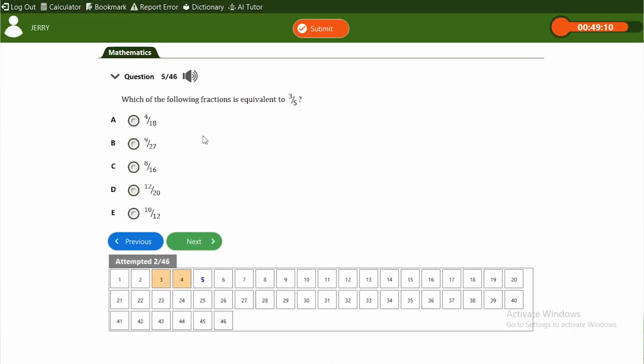So now they're asking us which of the following fractions is equivalent. If you have listened to our previous class on fractions, introduction to fractions, we took time to talk about equivalent fractions, like fractions, unlike fractions, types of fractions, all those things we did then. So they're asking us here, which of the following fractions is equivalent to 3 over 5?